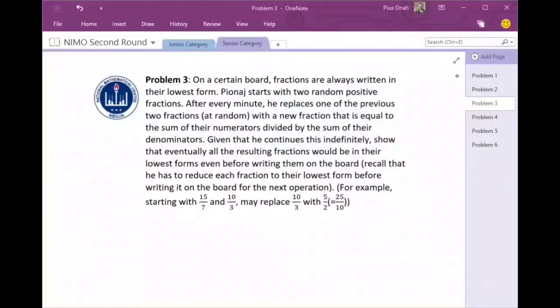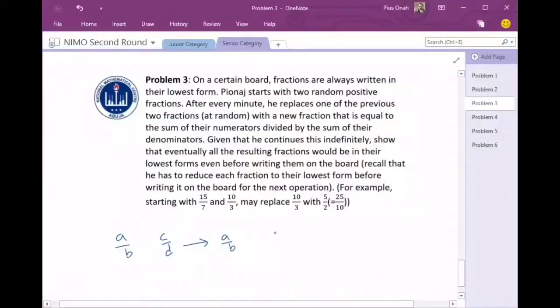Okay, so the problem goes like this. At the board, fractions are written in their lowest form. So we start with two fractions at random. So let's say A over B, and say C over D. Okay. So perform the operation whereby we replace one of these fractions, let's say C over D, by another fraction equal to A plus C over B plus D. That's the sum of numerators for the new numerator and sum of denominators for the new denominator.